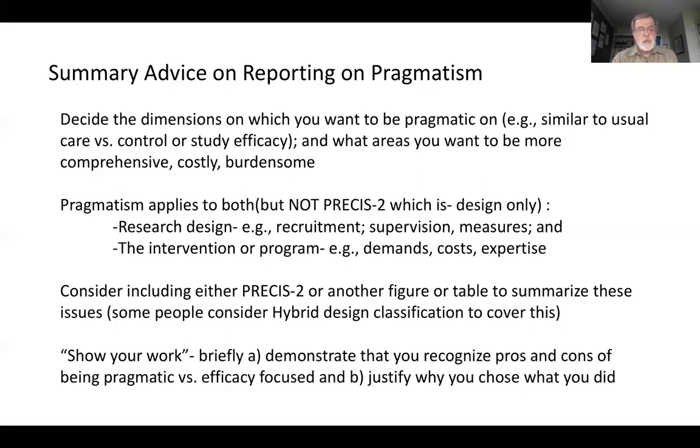Lastly, and I say this for all aspects of a grant proposal, but maybe particularly for this one, I like to say, show your work. And that is, in terms of deciding how pragmatic your study and your intervention and implementation strategies are going to be, demonstrate that you recognize the pros and cons of doing this, and then briefly justify why you chose what you did, so that a reviewer doesn't think that you were just uninformed and did this knee-jerk without thinking through the issues.